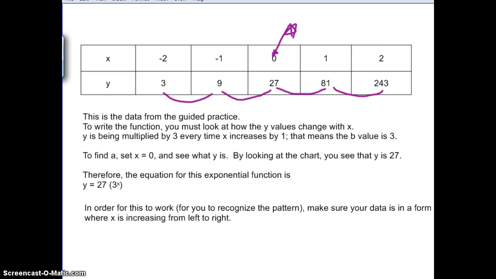Now, in order for this to work, for you to be able to see this and do this, you have to make sure that your data is arranged in the right way. So you want to make sure that your x's are increasing from left to right, one by one from left to right, okay?